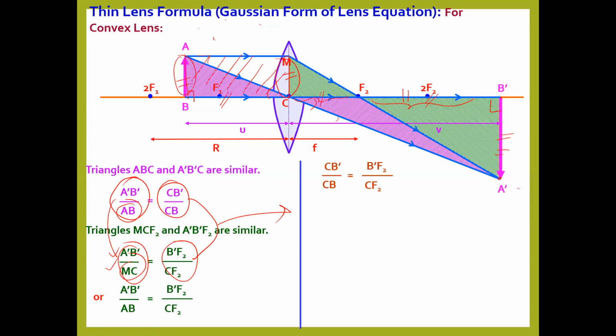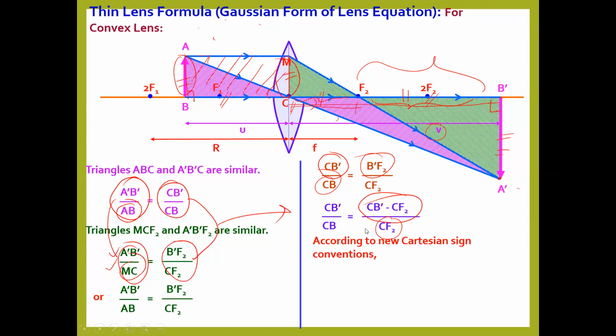Now, what is CB prime? CB prime is the V. What is CB? CB is the U, basically minus U. And what is B prime F2? We do not know actually. So we can replace B prime F2 by BC minus this. That will give the B prime F2, right?